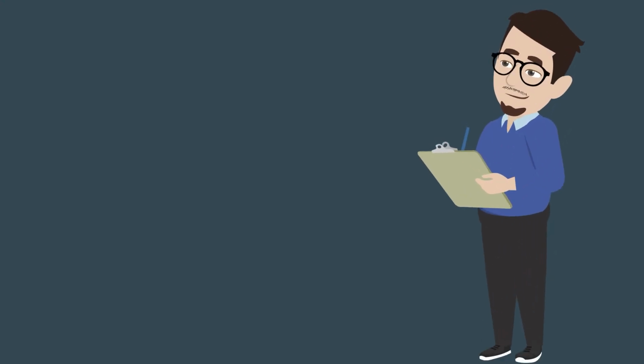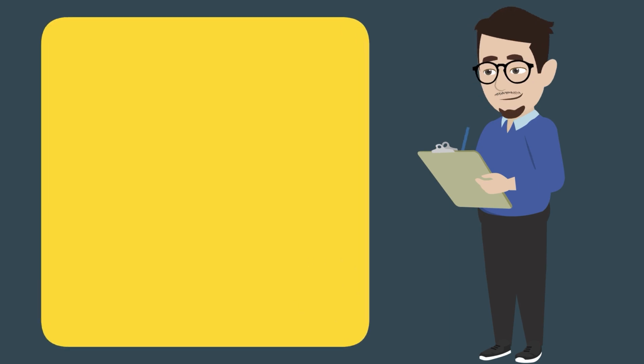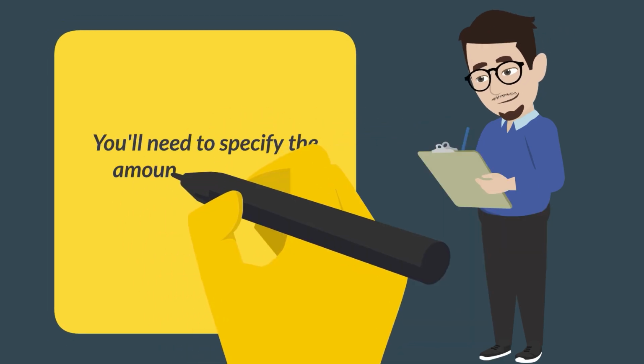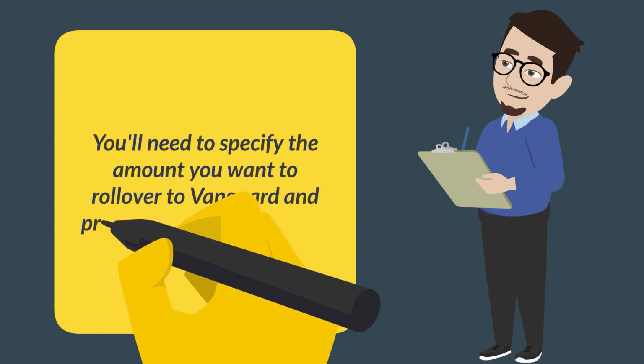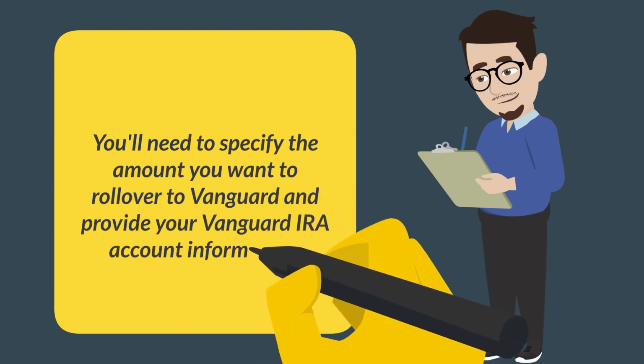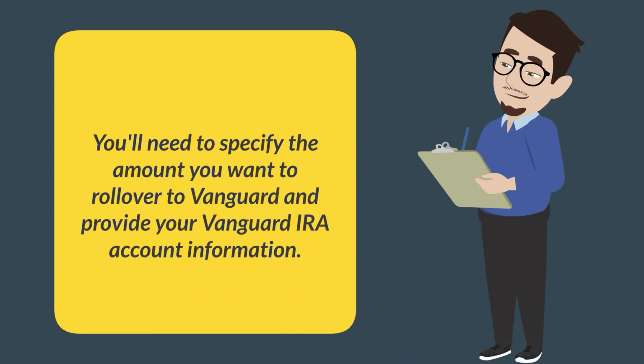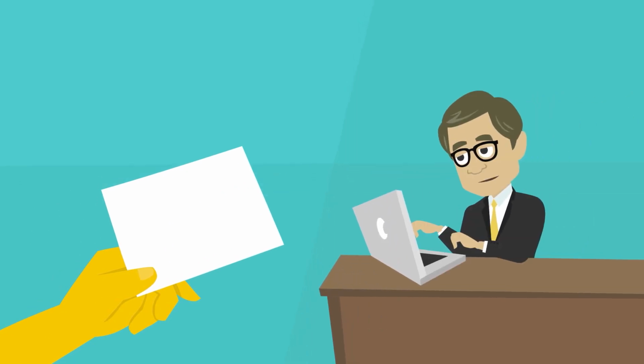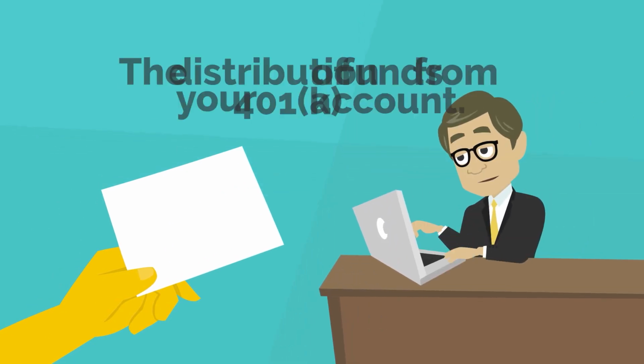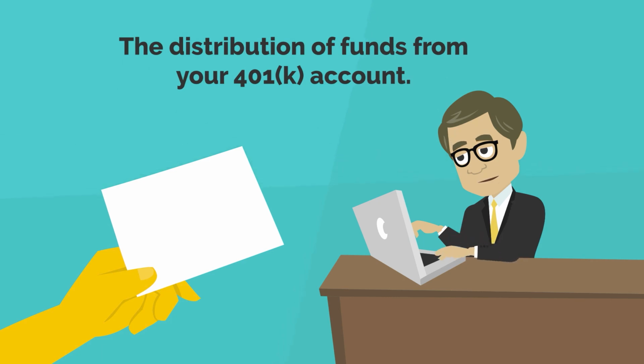Complete the paperwork provided by your current plan administrator. You'll need to specify the amount you want to roll over to Vanguard and provide your Vanguard IRA account information. After submitting the paperwork, your current plan administrator will process the distribution of funds from your 401k account. They might either send a check directly to Vanguard or initiate an electronic transfer.